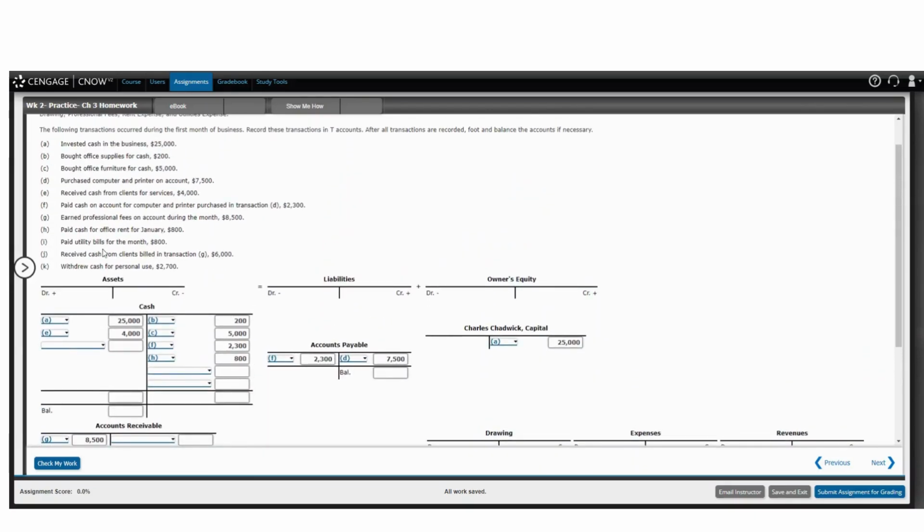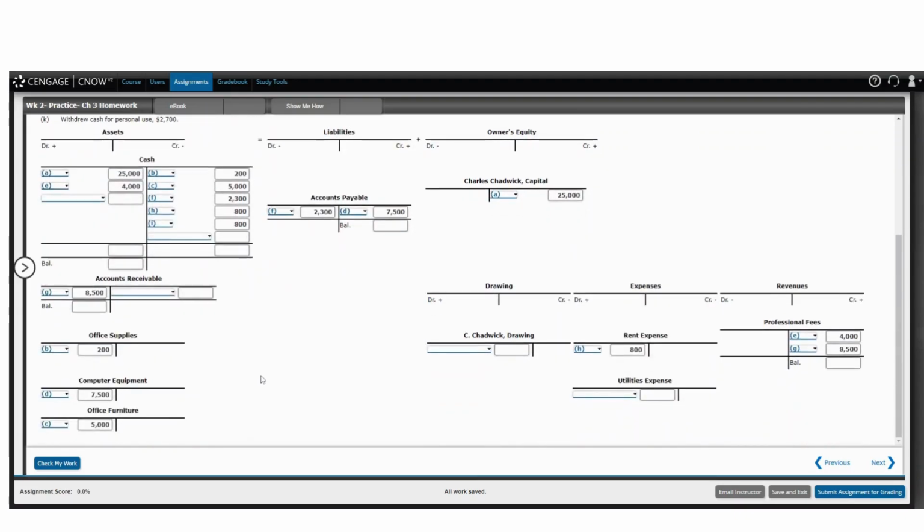So let's go up to I. He paid utility bills for the month in $800. Okay, so I know my cash is going to decrease. I'm going to put I, and that decreases on the credit side in the amount of $800. And then I'm going to scroll back down to my expenses. I'm going to change that to I and put $800. I increase my expense accounts on the debit side.